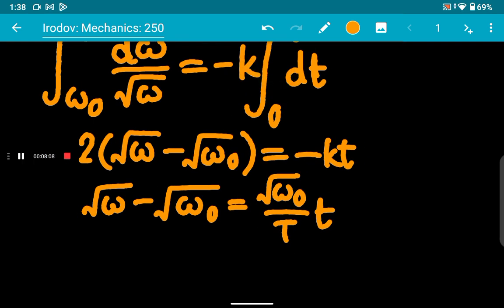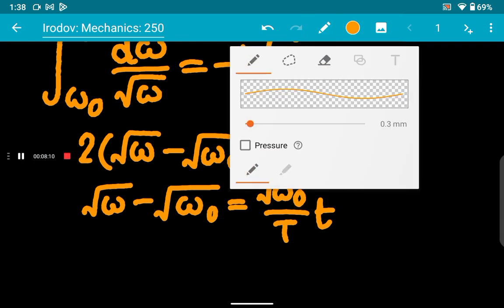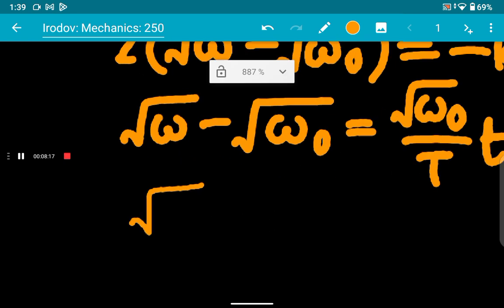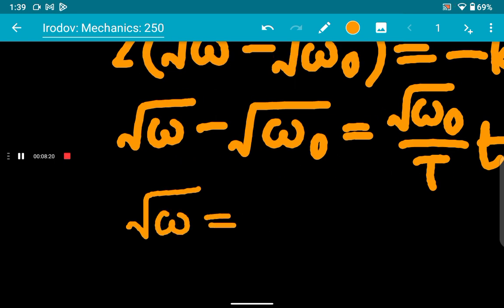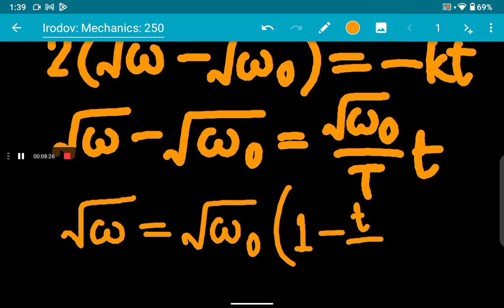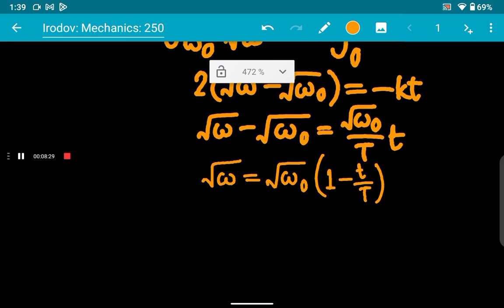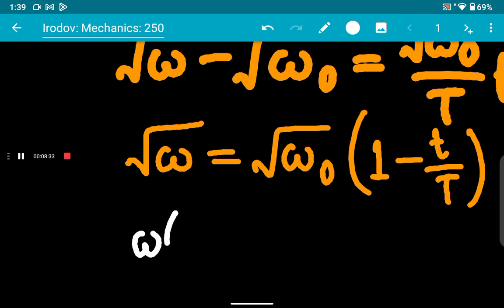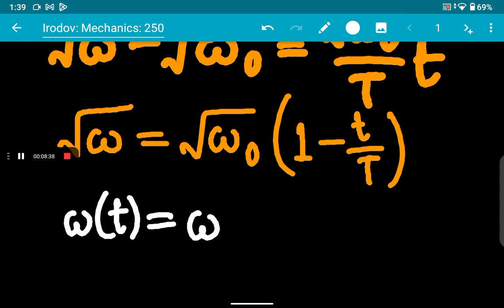And okay, let me just decrease it once, now it seems okay. So root over omega, this will become what? This will be omega naught divided by 1 divided by t by t. So as you can see, we have derived our omega as a function of time. I mean, we have to square this part obviously, but this will be this.